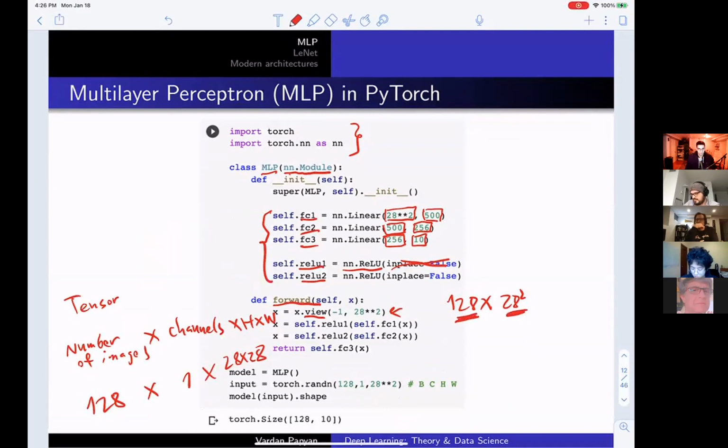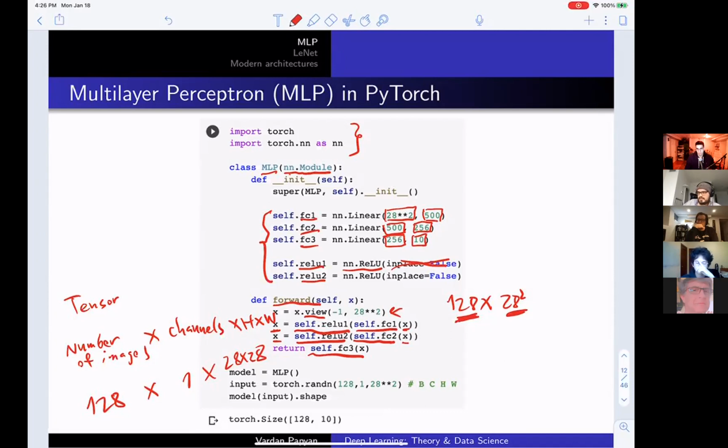And then the next line takes X and applies the fully connected layer, and then the value. Very simple, right? The next line, we assign that to X, and then we take X and apply the second fully connected layer and the second value to get a new X. And then you apply the third fully connected layer, and that's it. Simple, right?